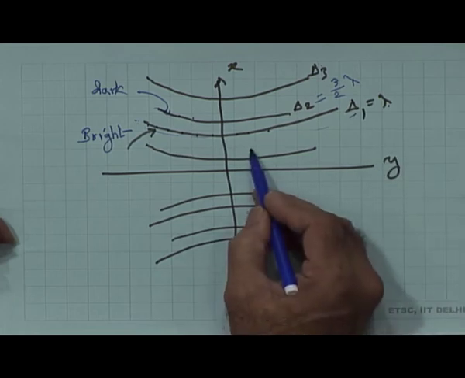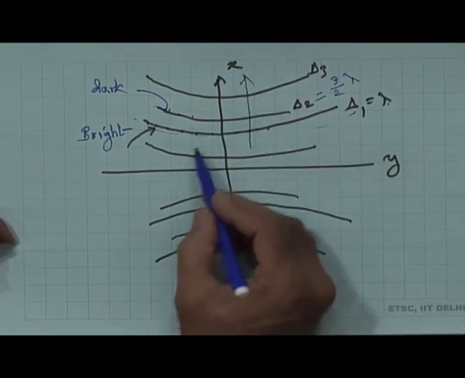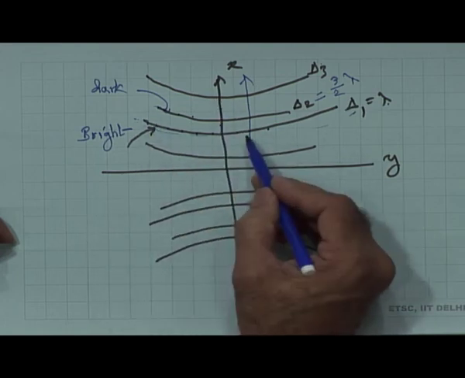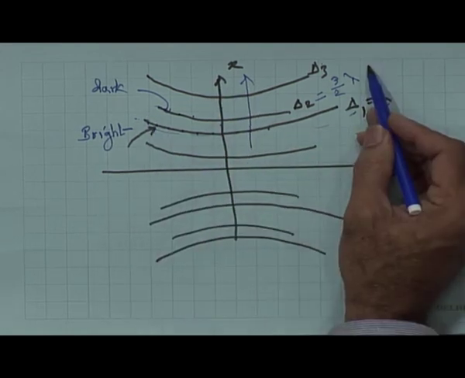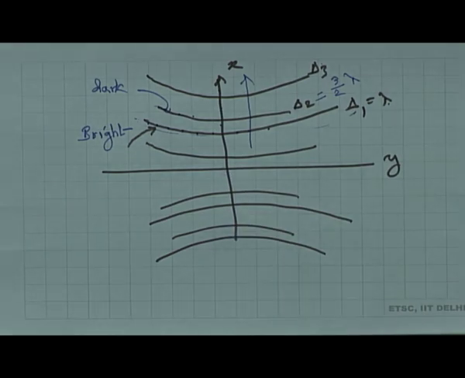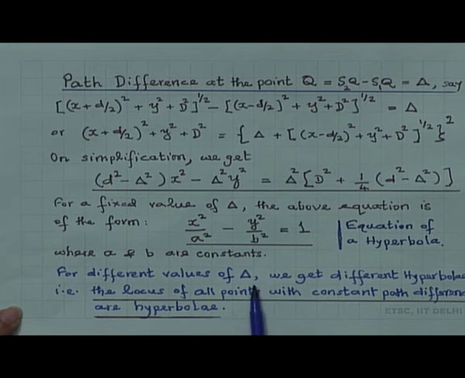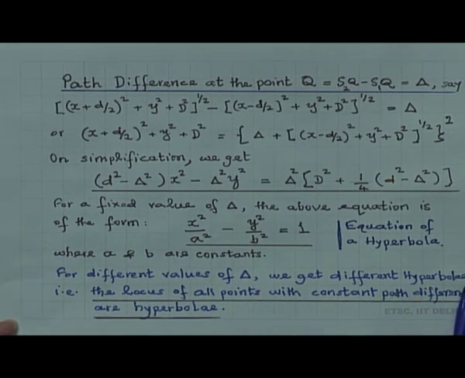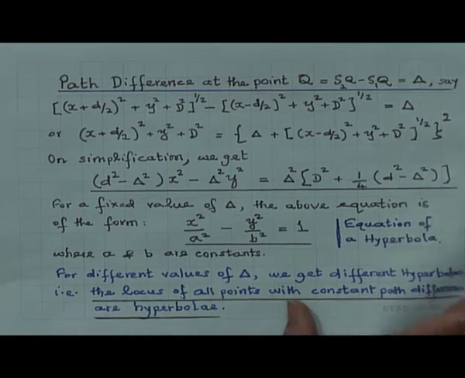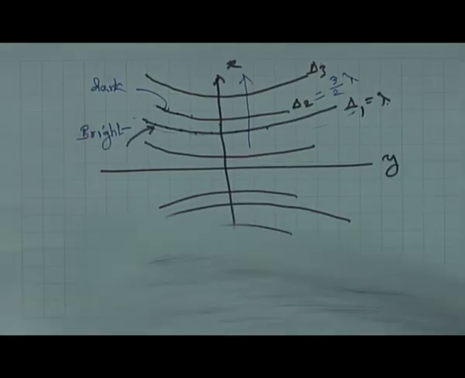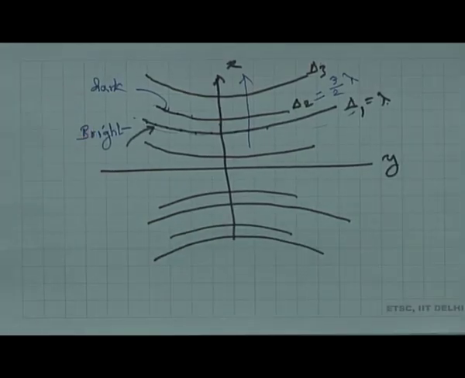Because delta will continuously increase in this direction, alternately we will get bright and dark hyperbolae, and these are nothing but the fringes. So, what I have shown here is, let me put it again, for different values of delta we get different hyperbolae. The locus of all points with constant path difference is a hyperbola. This means that we get bright and dark fringes. Let me show you some fringe system here.